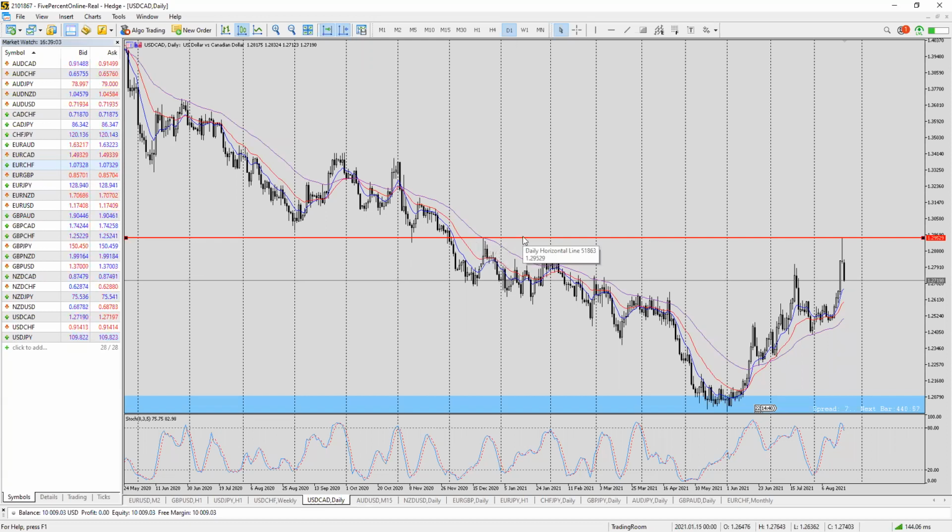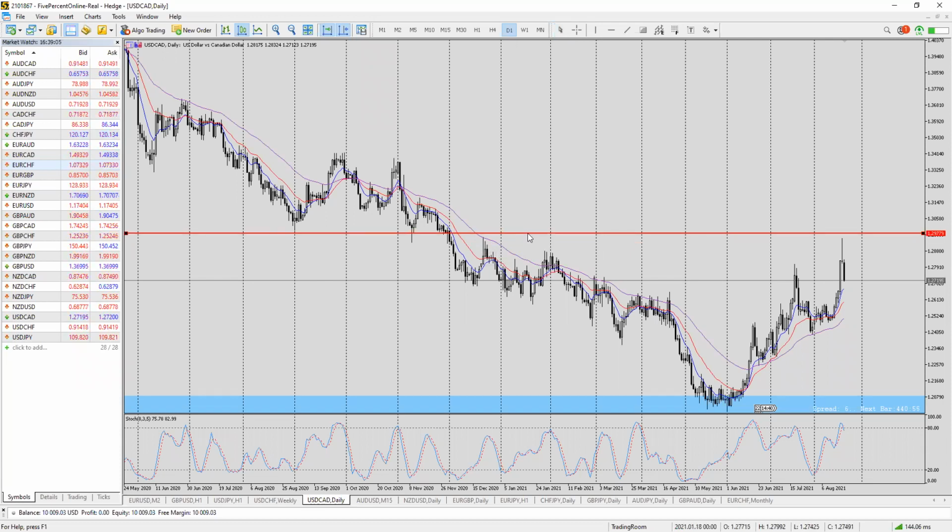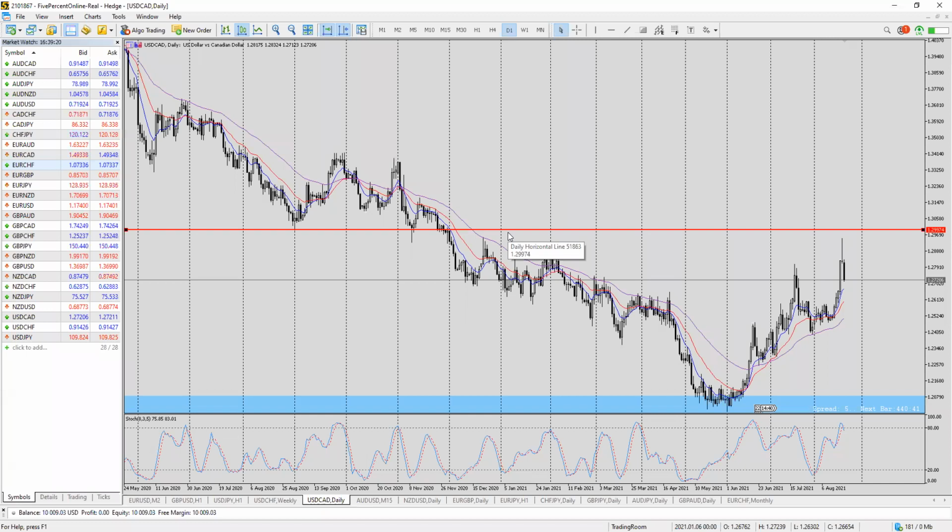nice level. Actually, if I were waiting for some sort of a resistance area, I would probably set it around here more or less, something like that. Well, it's a zone, not exactly just one line. In any case, how low can it go? It can go back to these moving averages.